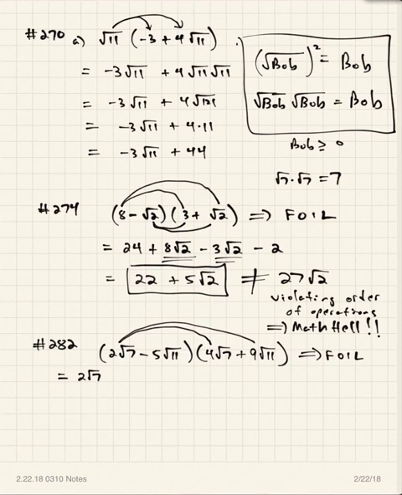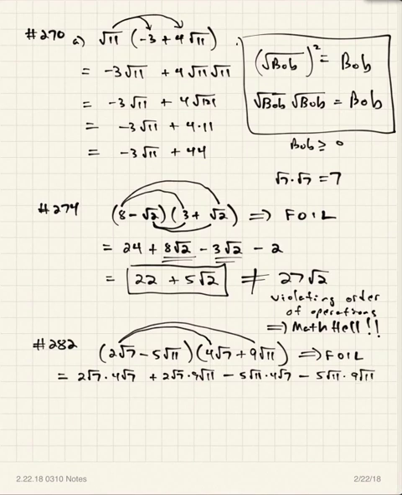You have 2 times the square root of 7 times 4 times the square root of 7 on the first two. That's okay, and then you can multiply it in the next step. And then the outside two would be 2 times the square root of 7 times 9 times the square root of 11. And then the inside two would be minus 5 times the square root of 11 times 4 times the square root of 7.